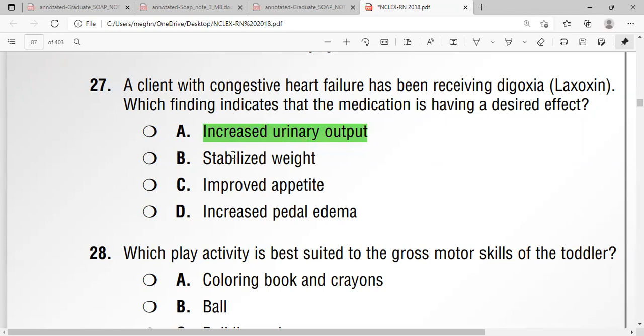So answer B is incorrect because the body weight would decrease, not stabilize, when too much fluid comes out of the body. Answer C, improved appetite, is not related to digoxin. Therefore, it is incorrect. Answer D is incorrect because pedal edema would decrease, not increase.